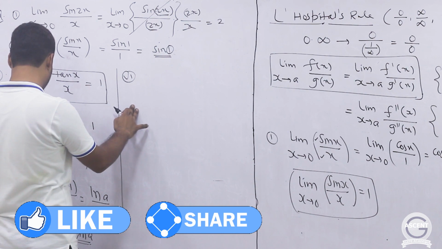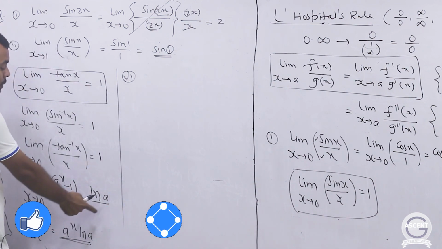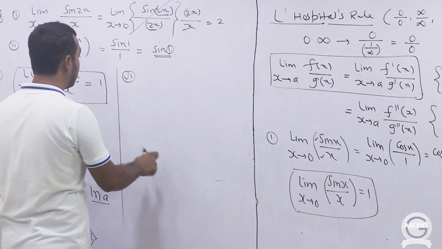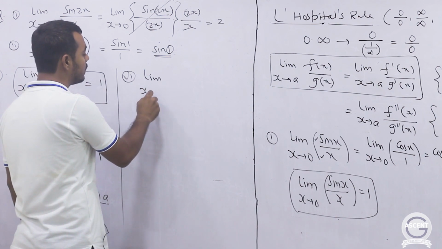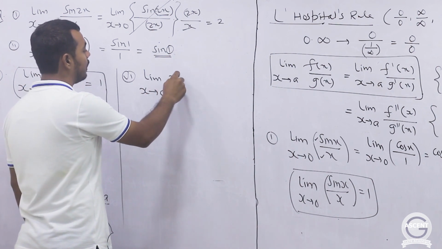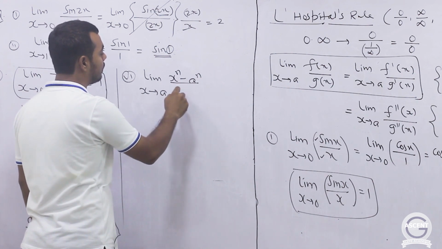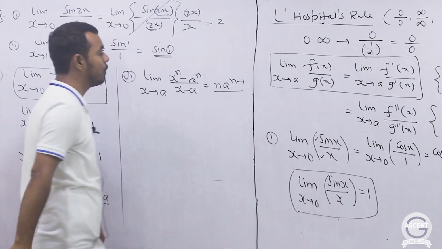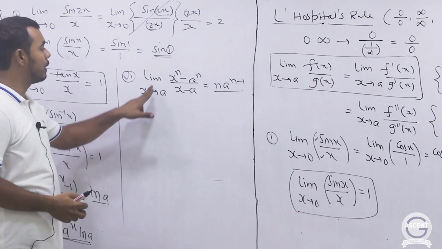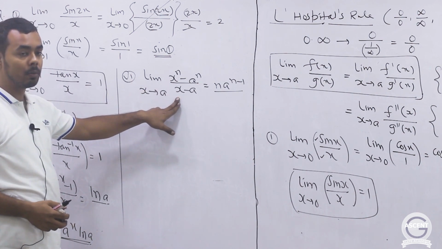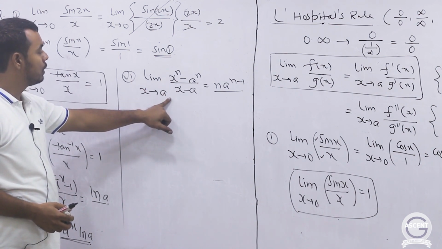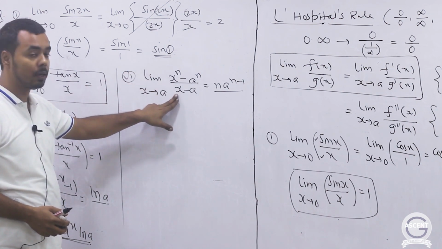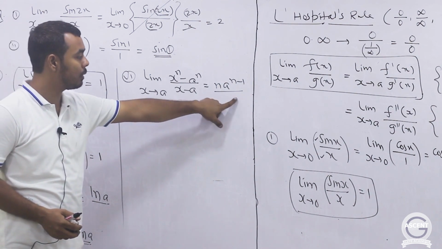And here if you have e to the power x minus 1, then you will get 1, because in place of a now you will have e. And the last one that you need to know is limit x tending to a x to the power n minus a to the power n by x minus a. So this will be n a to the power n minus 1. Again applying L'Hopital's rule, differentiate numerator and denominator separately. So here you will get n x to the power n minus 1, here you will get 1. If you place x equals to a, you will get this formula.